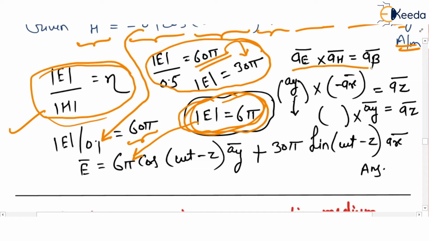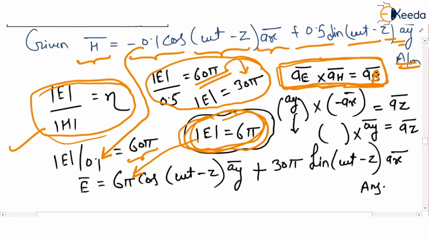Now there is another rule: aE cross aH, the unit vector of electric field cross the unit vector of magnetic field, is equal to a beta. A beta is the direction of propagation here. What is the direction of propagation of the wave? It can be simply identified as plus z. So the wave is traveling in the plus z direction, and the magnetic field is in the x direction as given here. So we put here a, minus of x, because this minus sign is considered in the direction. So minus of x, and this will be satisfied with ay.